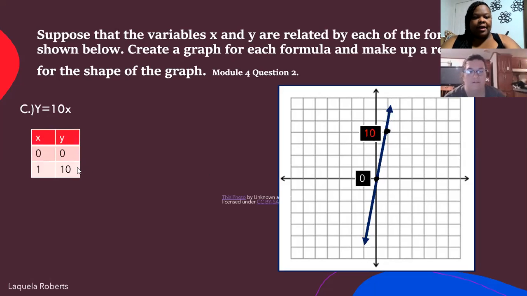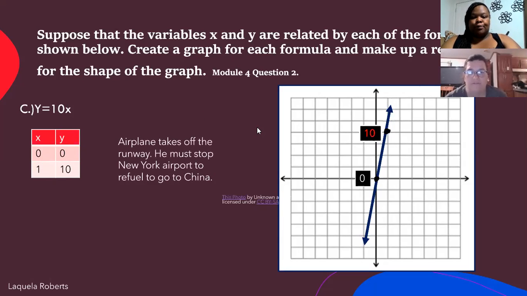So we have our graph, and our X is 0, our Y is 0. So it meets right there in the middle where you see the 0. And then our X is 1 and our Y is 10. So what you're going to do is go over 1 and go up 10, okay? So that's going to let you know that we're going up.